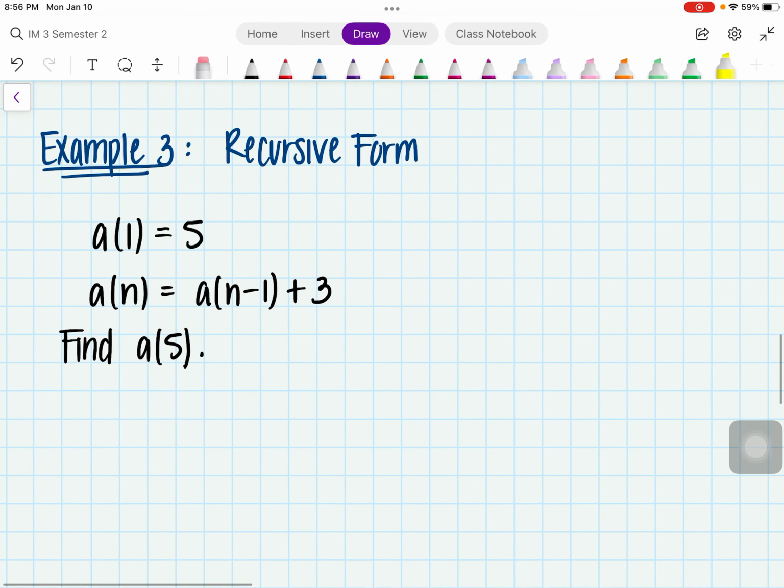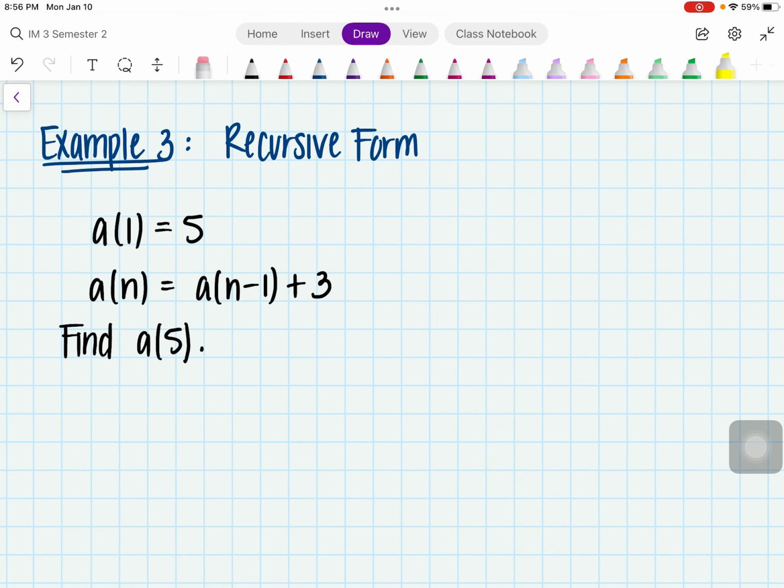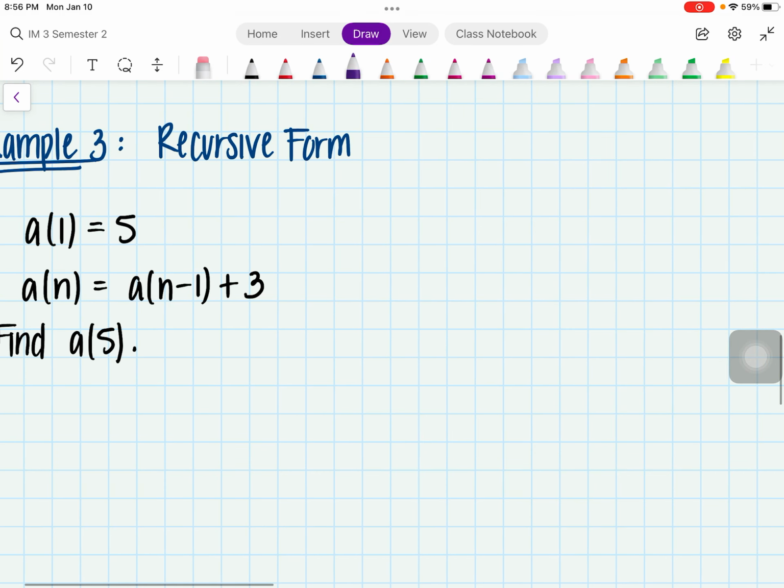Let's go ahead and take a look at this here. So here we are offered a recursive form of the sequence. They're not giving us the actual sequence. We're given our recursive form. So in this case, if we want to find a of 5, we do have to create an explicit form. So let's do it here.